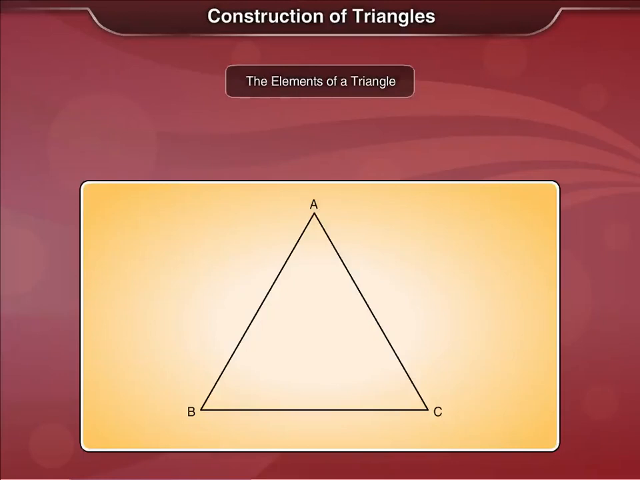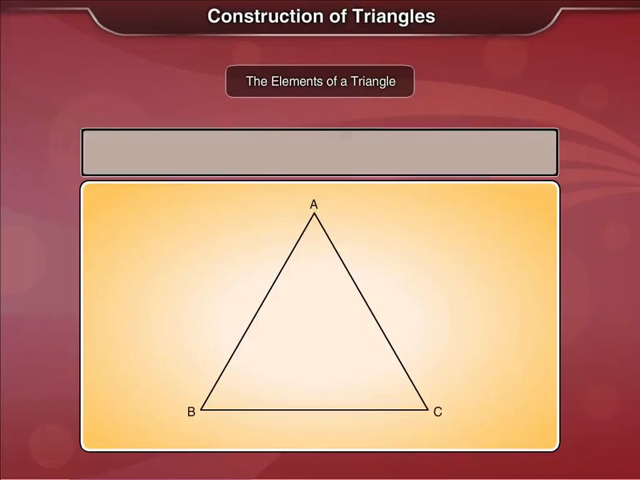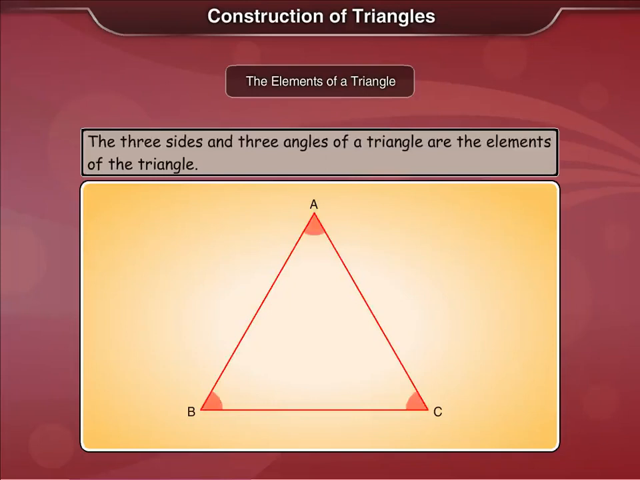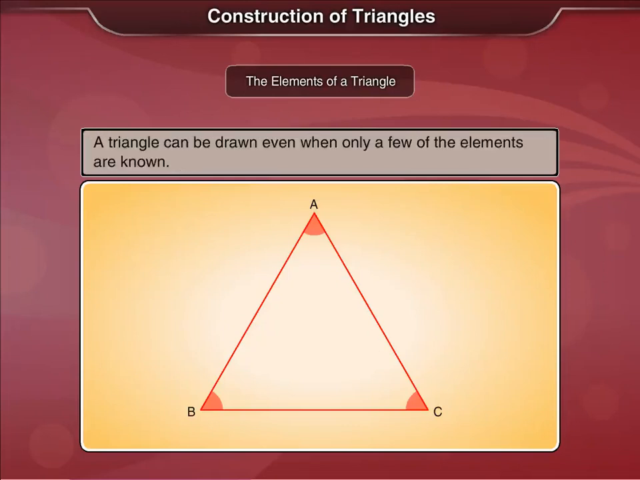Before we start with the construction of triangles, there are a few important things we need to know. The 3 sides and 3 angles of a triangle are the elements of the triangle. If all the 6 elements are given, it is easy to draw the triangle. However, a triangle can be drawn even when only a few of the elements are known.